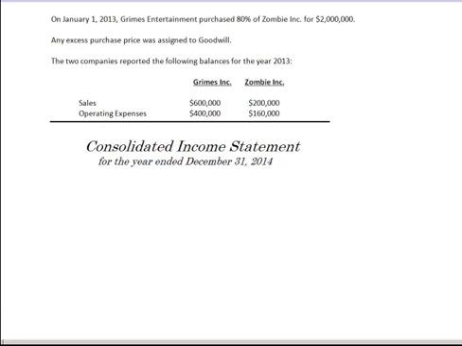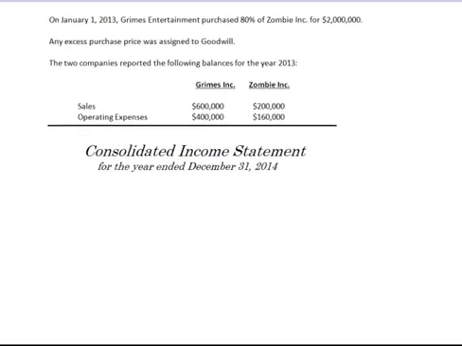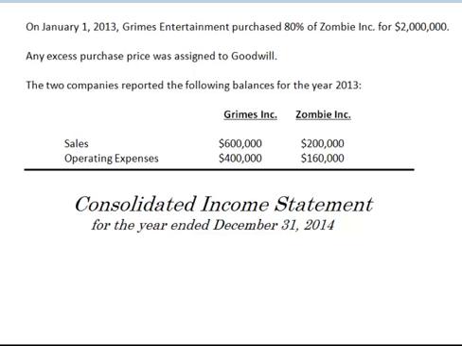Let's work through a simple example to see how that would work on a consolidated income statement. On January 1st, 2013, Grimes Entertainment purchased 80% of Zombie Inc. for $2 million even. Assume that any excess purchase price was assigned to goodwill. That's a simplification so that we don't have to do any amortization in this acquisition. The two companies reported the following balances for the year 2013. So they give us the revenues and expenses for both the parent, Grimes, as well as the subsidiary, Zombie Inc. Our job is to now prepare a consolidated income statement for the year ended, it says 2014, let me fix it, for the year 2013.